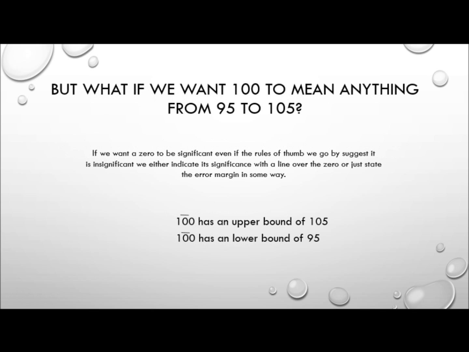Okay, so what if we want 100 to mean anything from 95 to 105? Well, if we want a 0 to be significant, even if the rules of thumb that we've been going by suggest it is insignificant, we either indicate its significance with a line over the 0 or just state the error margin in some way. So for example, 100 with a line over the 0 has an upper bound of 105, and a lower bound of 95. That line tells us that that 0 is not a placeholding 0, it's a significant 0.